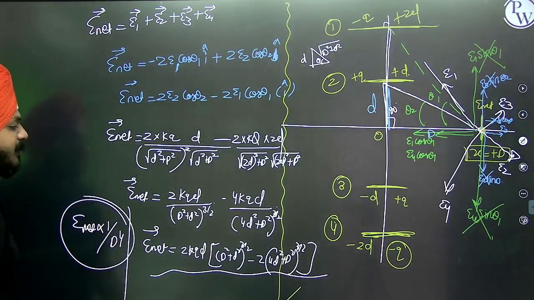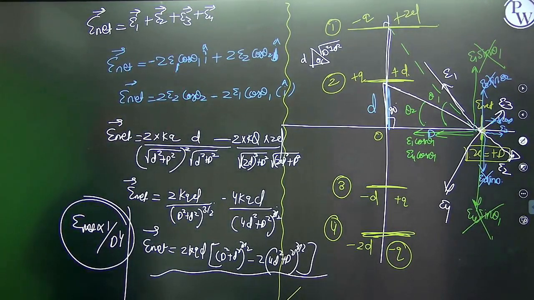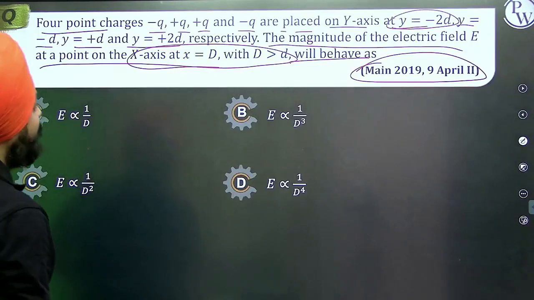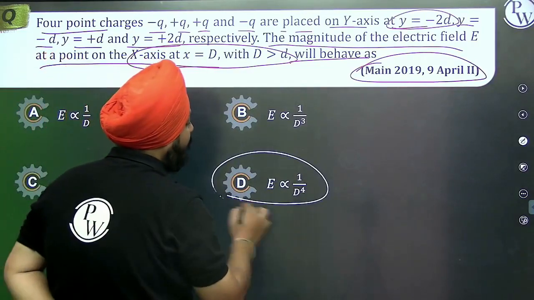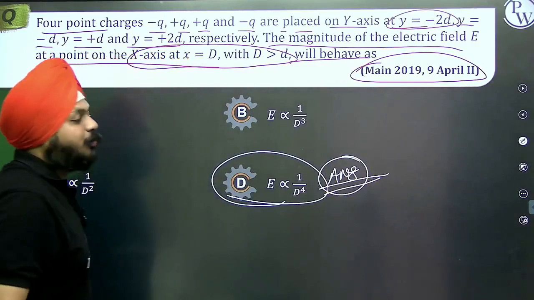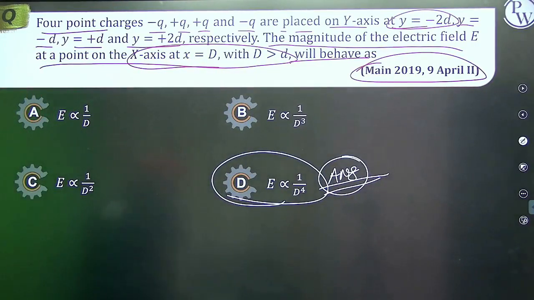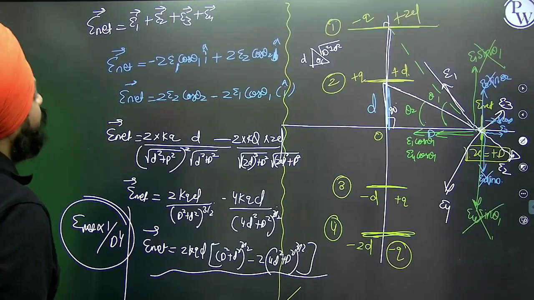It is going to come up as 3 by 4. So this much long calculation. Electric field is inversely proportional to d by 4, and this is the perfect answer for this specific question. Yes or no? Now let's move on to the next question.